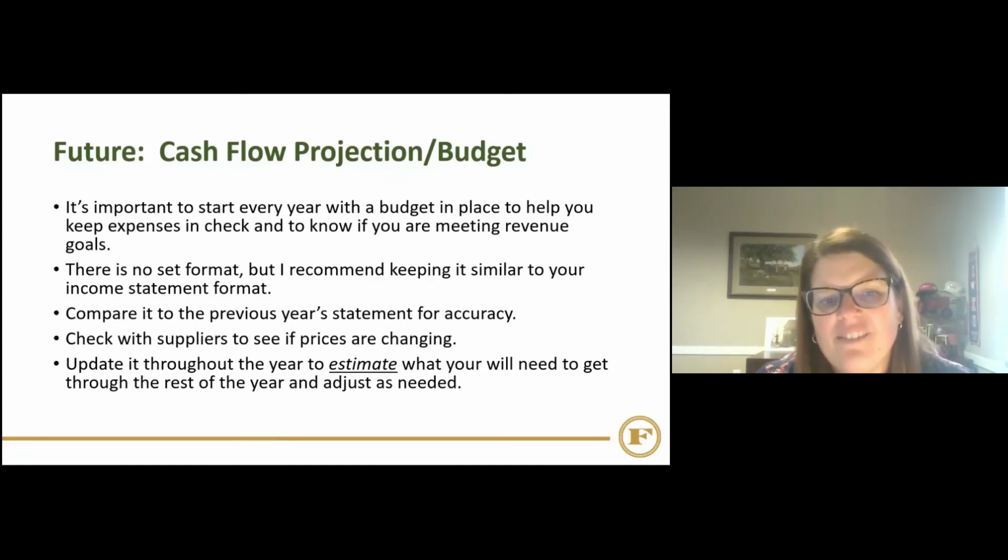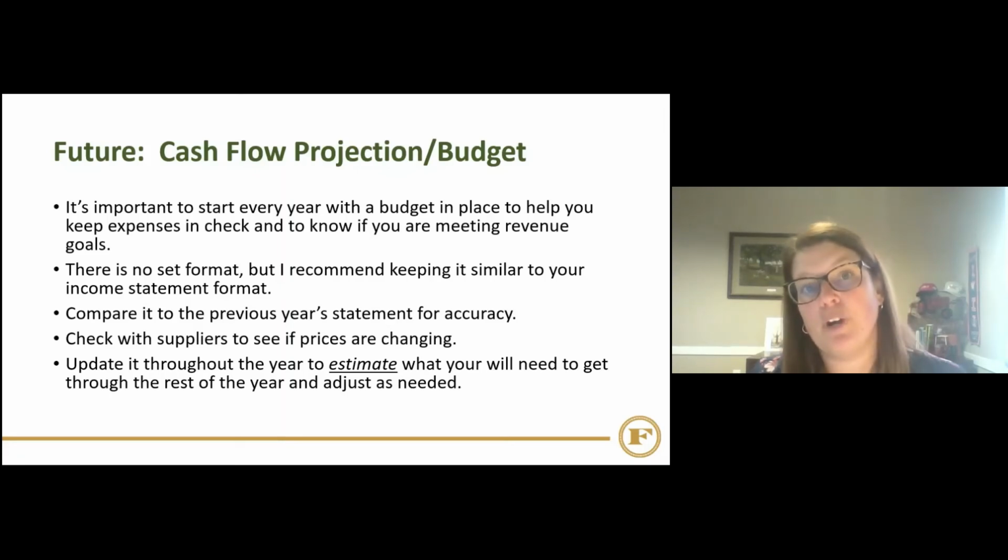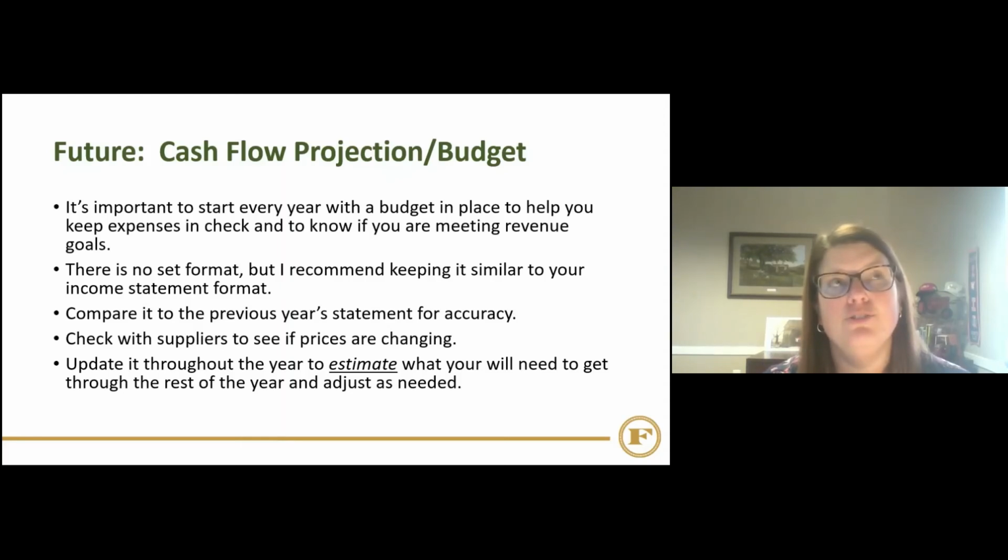Sometimes a farmer will have unexpected expenses, and that means adjustments will need to be made to break even for the year. By updating your projections regularly with actual numbers throughout the year, you can make changes before it's too late. A lot of times you'll catch issues early and you'll be like, oh, I can fix that real quick. But if you wait till the end of the year, it's going to be too late to fix anything.